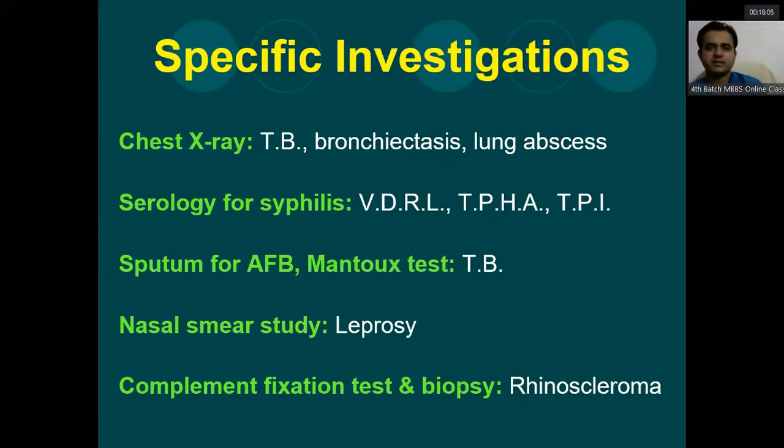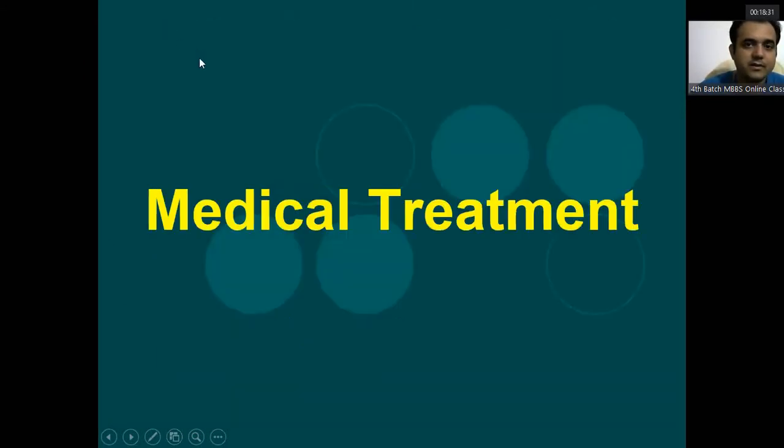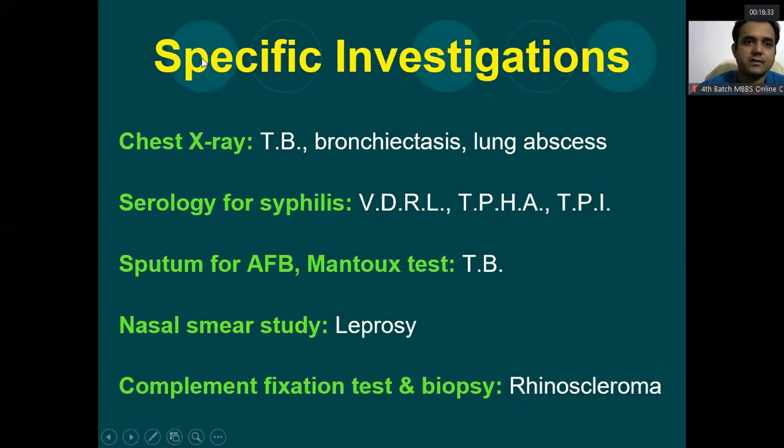Now, specific investigations. You know that there are two types of atrophic rhinitis, primary and secondary. In secondary, there can be a lot of causative factors. So you send for chest X-ray to look for TB, bronchitis or lung abscess, serology, VDRL, TPHA and FTA, sputum for AFB. Okay, so these are the investigations. We usually do not do these investigations, right?